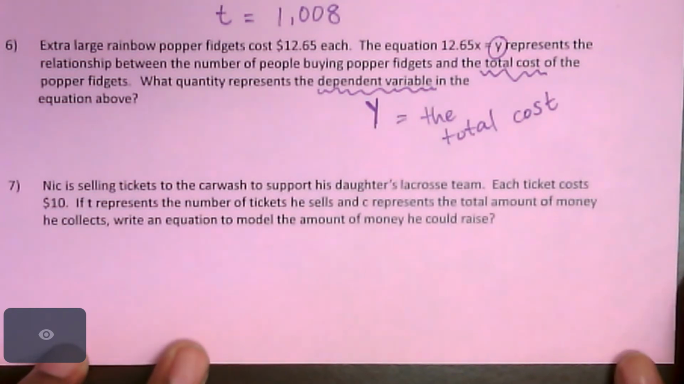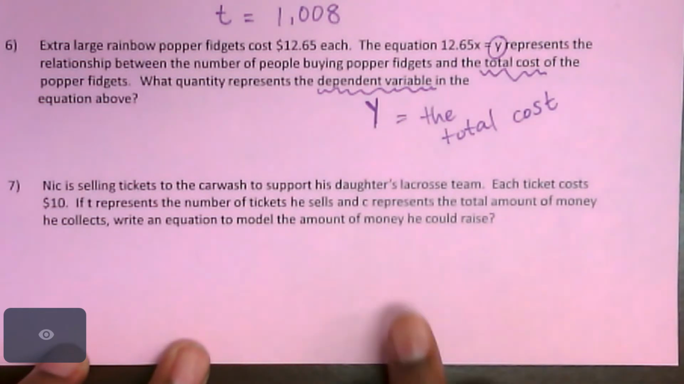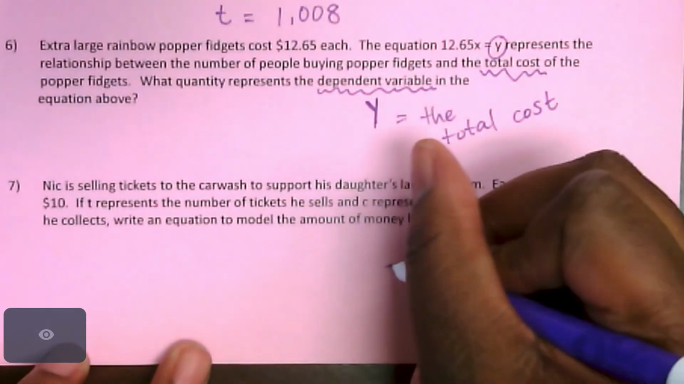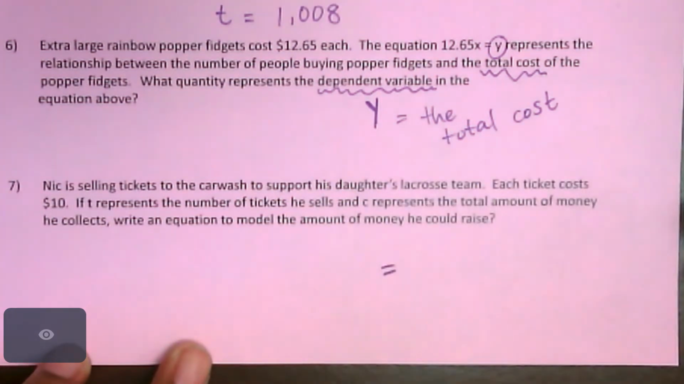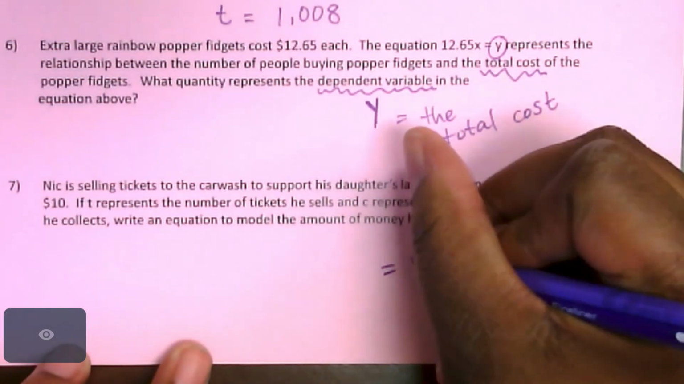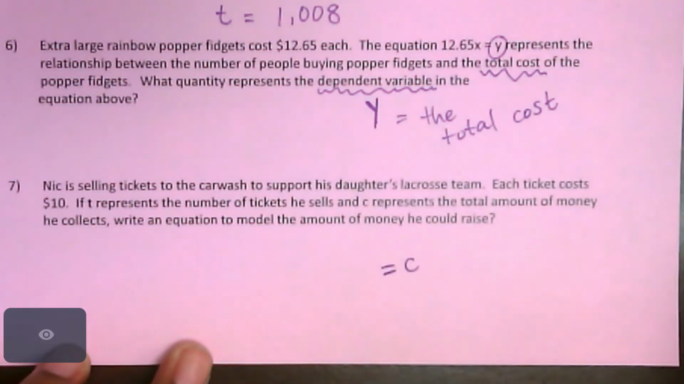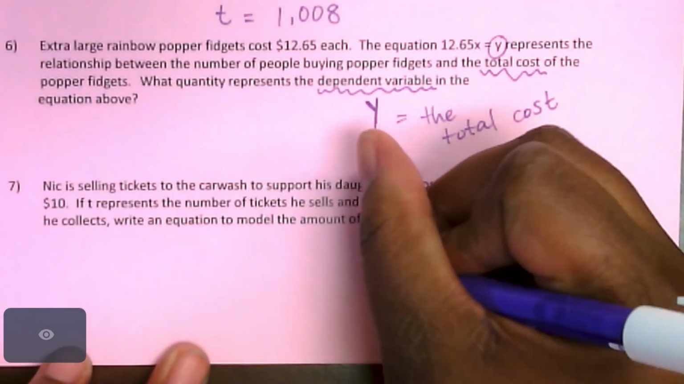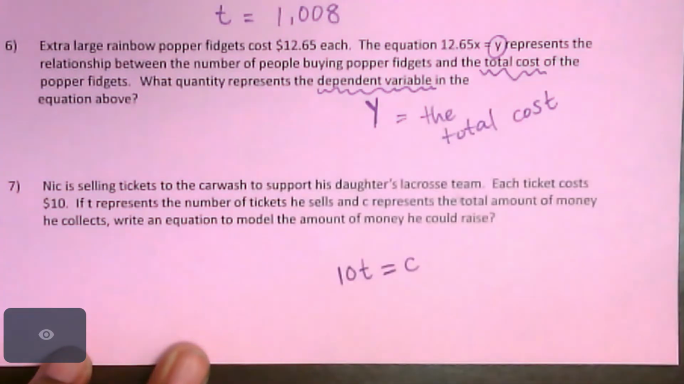All right, so one trick that I tell you to look out for is whenever they say the total amount of money, I know that it's going to be an equals, right? It equals a total, and it says C represents that. So whatever I'm doing is going to equal C. That makes sense intellectually because when we are doing a math problem, it equals that total at the end. So if he's selling $10 tickets and T represents the tickets, however many tickets he sells, it's 10 times those tickets is equal to C, the total cost. That's your equation.